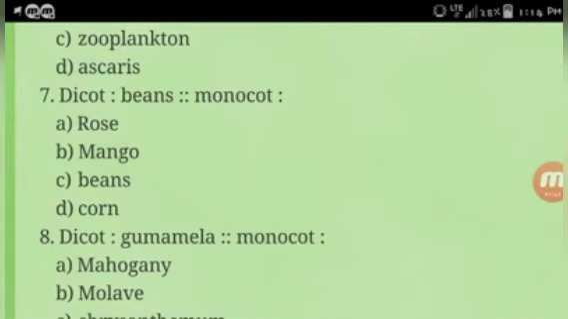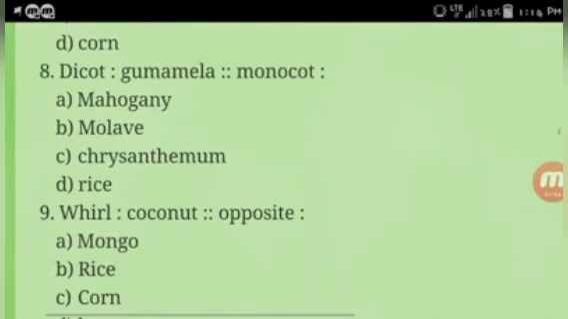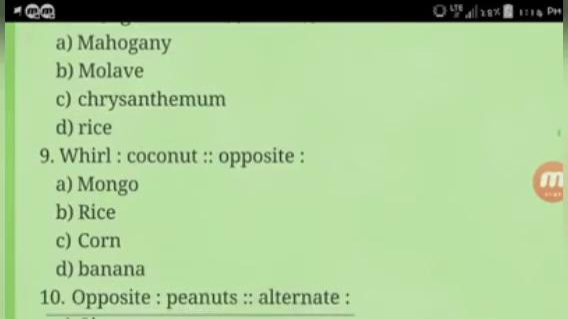Beans has netted venation, which is a primary feature or characteristic of a dicot plant, and corn has parallel venation. When I say venation, that's the arrangement of veins in their leaves. Next, dicot, gumamela, and monocot we have rice again, for the netted and the parallel venation of the leaves.